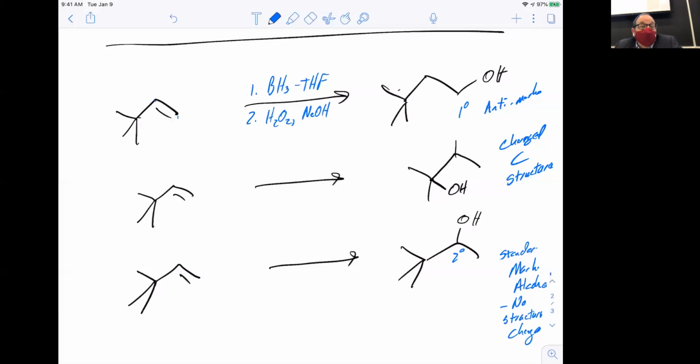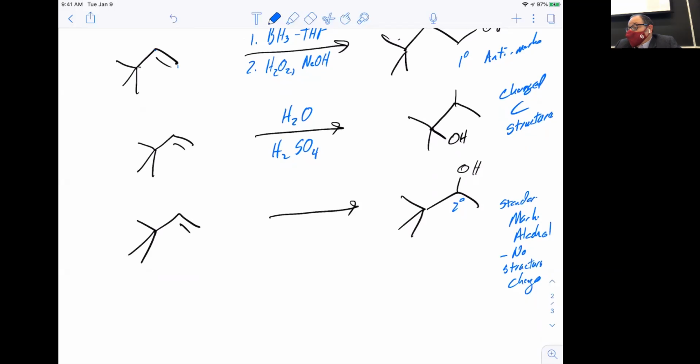Okay, so the first step is borane in a THF solution, followed by hydrogen peroxide in a basic solution. That'll give me anti-Markovnikov. For the second one, I have to form a carbocation. The acid-catalyzed hydration forms a carbocation, so water and H2SO4. And then the last one, we have standard Markovnikov, no carbocation change.